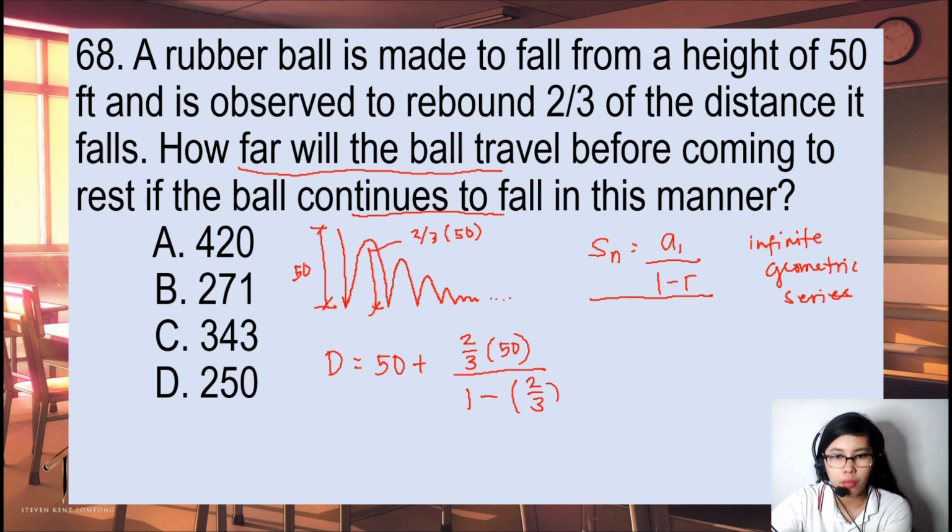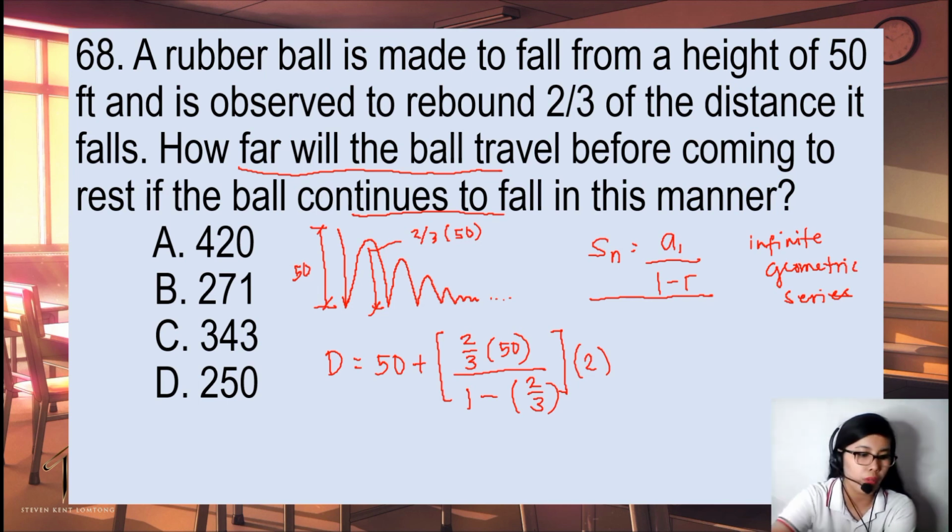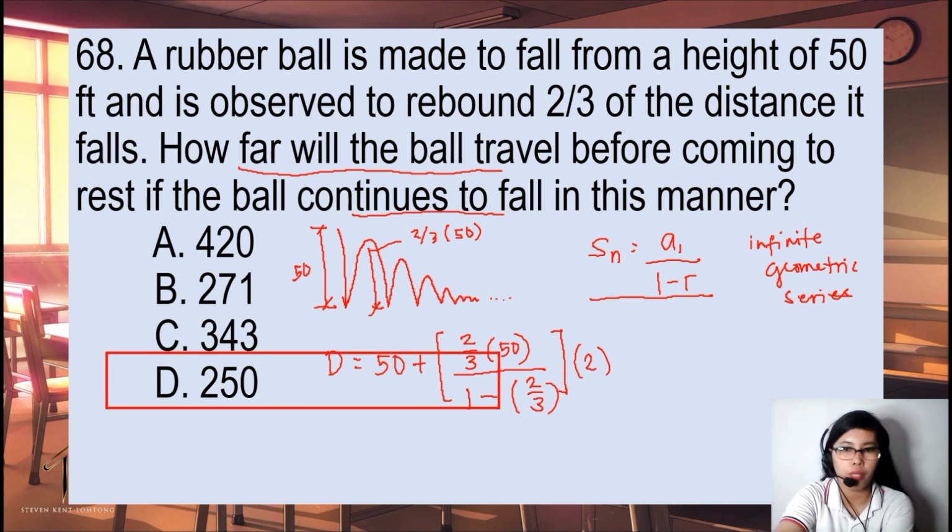Okay? And since it bounces in this way, this one will be multiplied by 2. Because it bounces upward and then bounces downward. So the total traveled is twice. So that's why it's times 2. Now if we solve this one, we're going to have a distance of 250. Ayun.